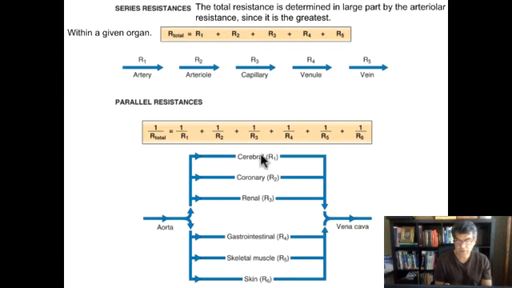But if one of these blood vessels gets clotted, that means you're removing one of these. Therefore, the total resistance in the parallel system is going to increase. That's why if you have a clot in your coronary system, the resistance in your whole body is going to go up. As a result, R is going to increase. Then the blood flow is going to decrease in the whole system. So don't forget that.